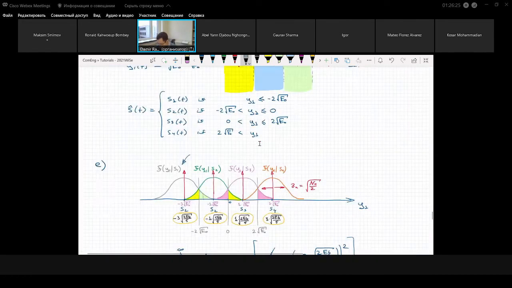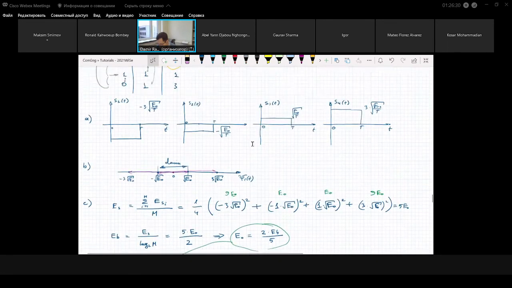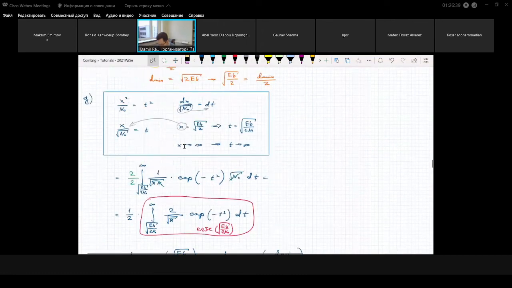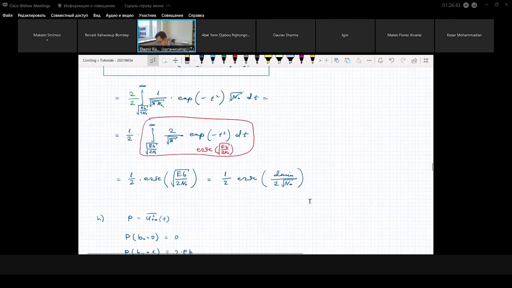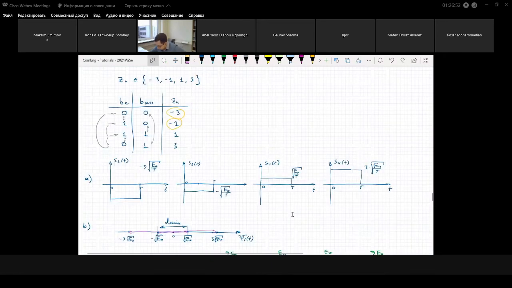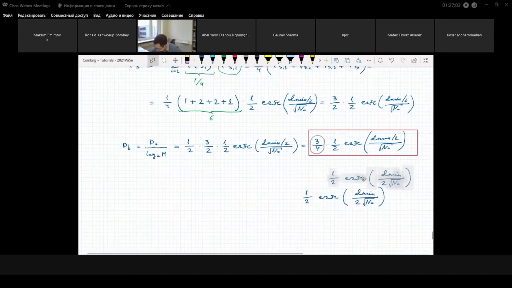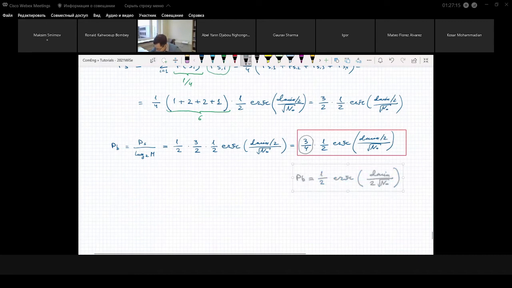So, if we go back to our expression for the previous task, this is what our probability of bit error was, for unipolar transmission. So you see that now we get a probability of bit error smaller than it was for the previous case.